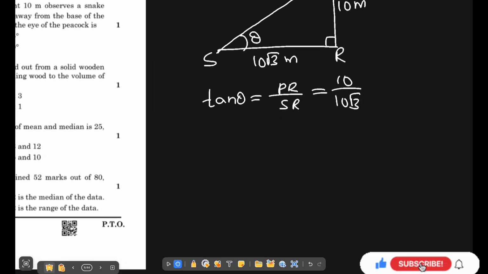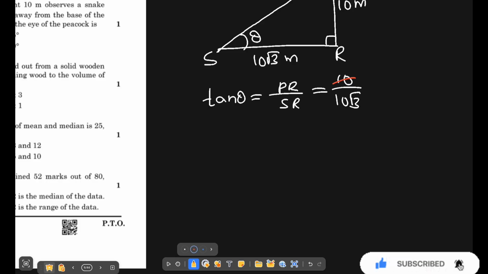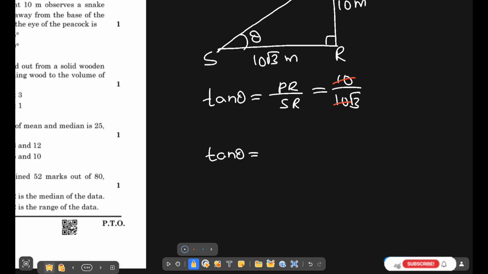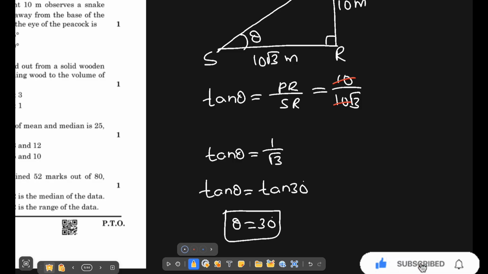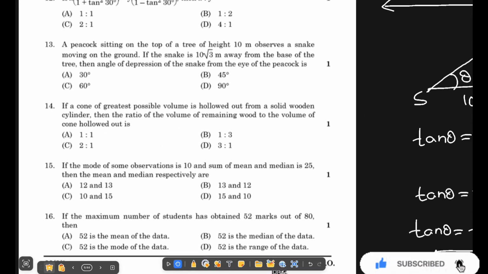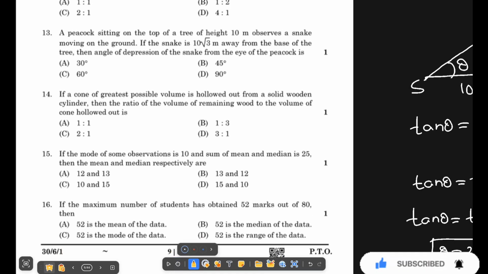Now what do we get here? The 10 and 10 get cancelled. Now we will have tan theta equal to 1 by √3. So 1 by √3 means in tan we will get tan 30 degrees. After comparing the left side and right side, we get theta equal to 30 degrees. That means the angle of depression is 30 degrees. Let's see where this option is for the 13th question. So option A is the right answer.